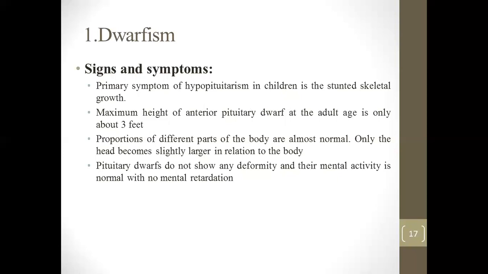Okay, in the previous time we studied the definition of dwarfism, then what are the causes of dwarfism. Now we will study the signs and symptoms of dwarfism. So there will be stunted skeletal growth, deficient skeletal growth. Maximum height of an anterior pituitary dwarf patient will be 3 feet.